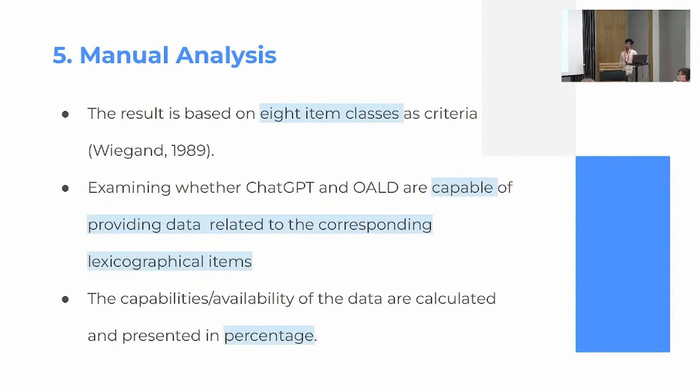So for the method of manual analysis, the result is based on the 8 item classes, as I said, to see the capability of providing data related to the corresponding lexicographical items. And then we calculate this data set into percentages.